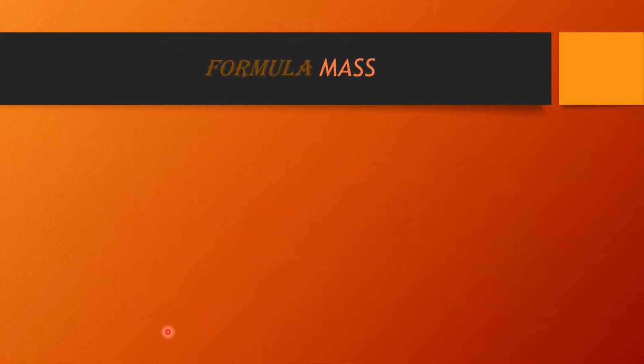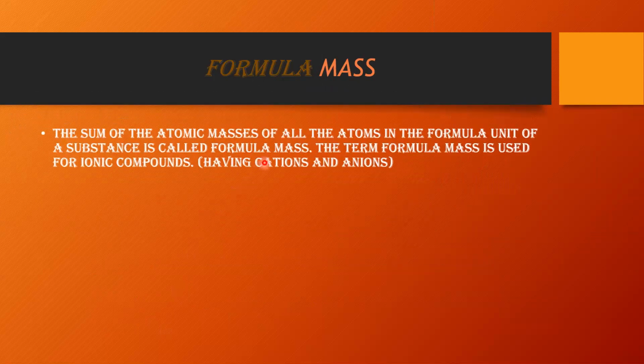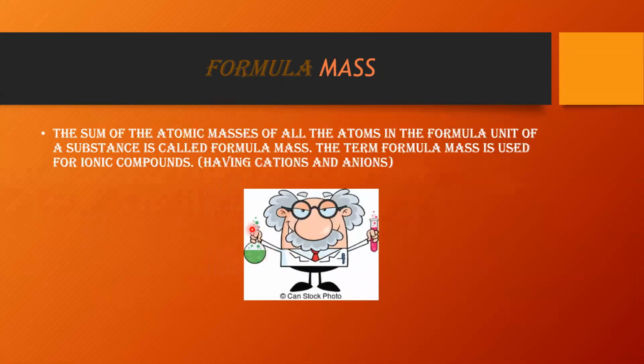So the question arises, what is formula mass? The sum of the atomic masses of all the atoms in the formula unit of a substance is called formula mass. So the term formula mass is used especially for ionic compounds having cations and anions.